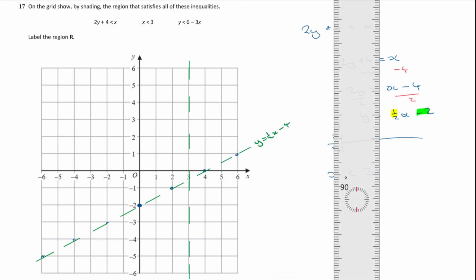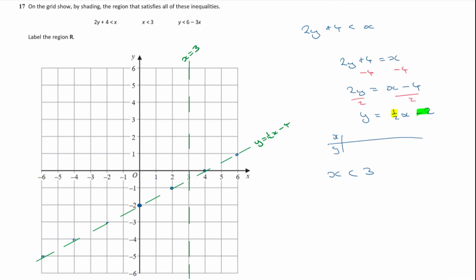Okay, so this is the line x is equal to 3, isn't it? I like to label my lines. And then finally, I've got y is less than 6 minus 3x. Okay, so if I was going to draw that as a line, that'd be y equals minus 3x plus 6. So the gradient is minus 3, and the intercept is 6.